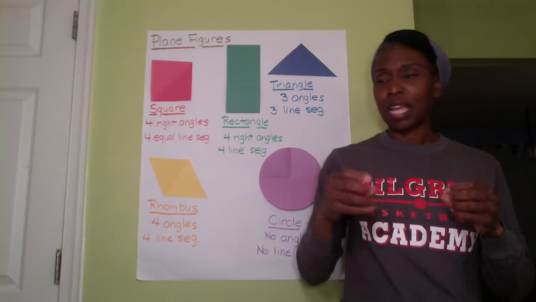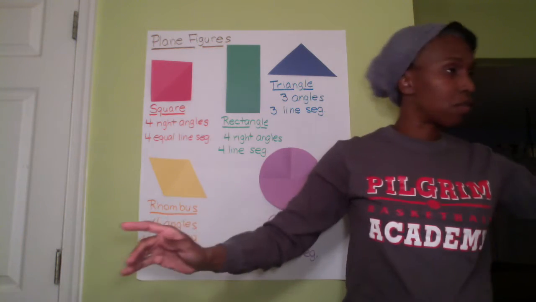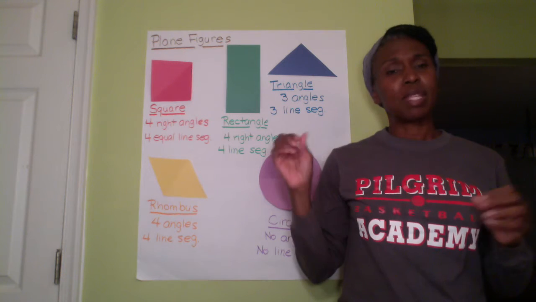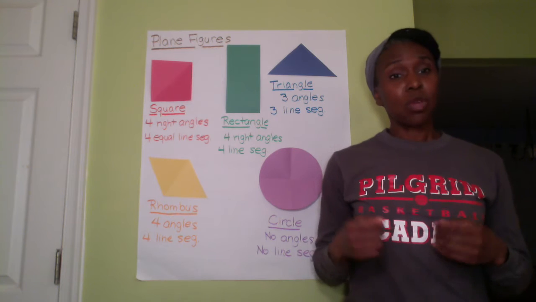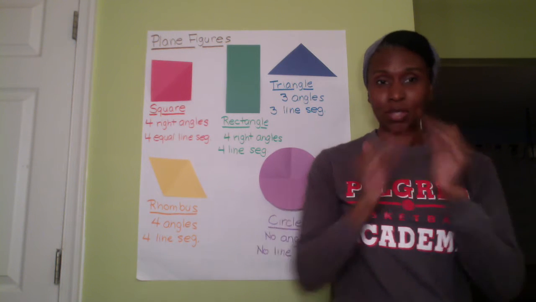A line, on the other hand, that has an arrowhead on either side, it goes on forever from left to right, north to south, up and down, whichever way. But these are line segments. And then we're also going to be talking about angles. Angles are where those two line segments meet. Okay? All right, so let's get down to it.